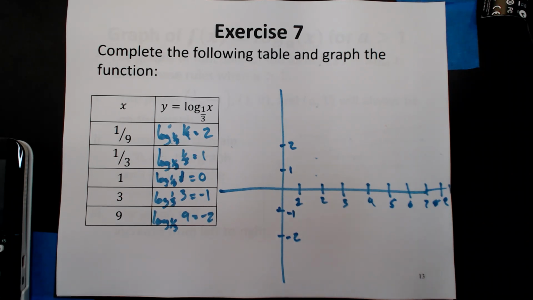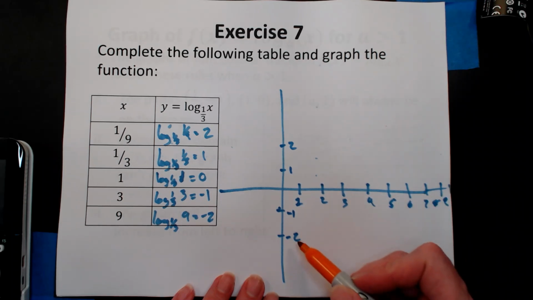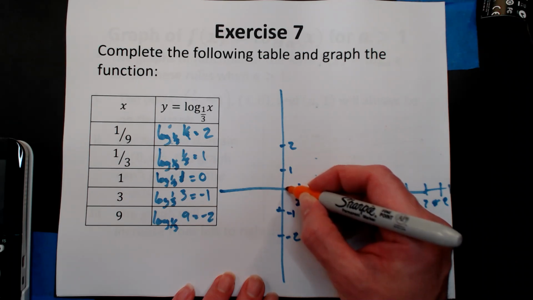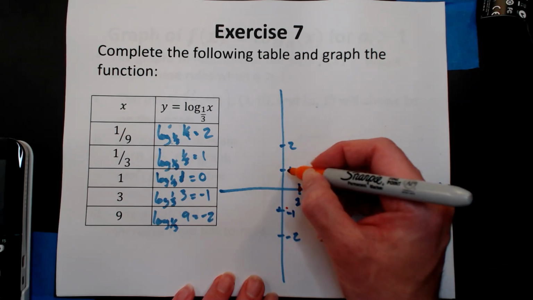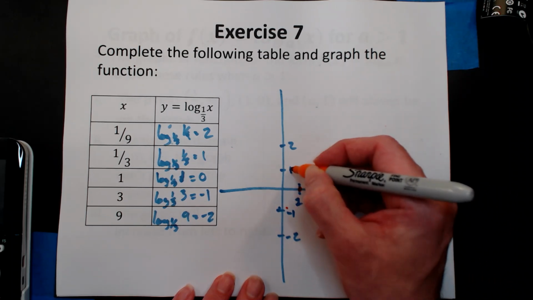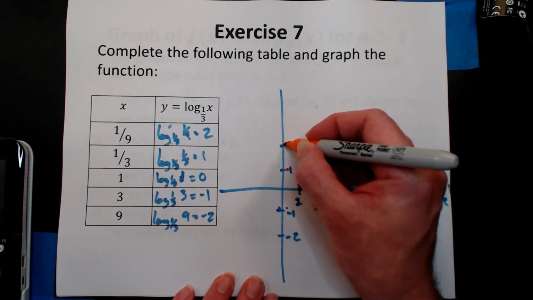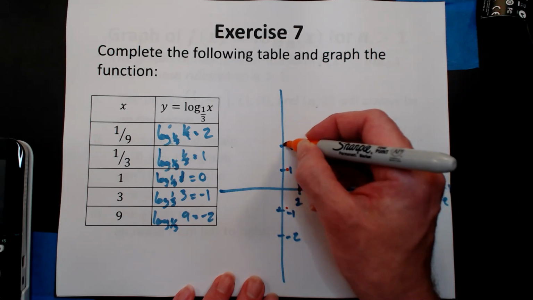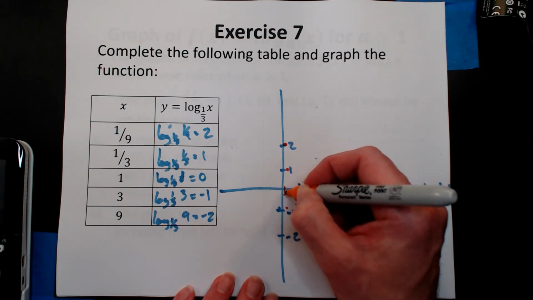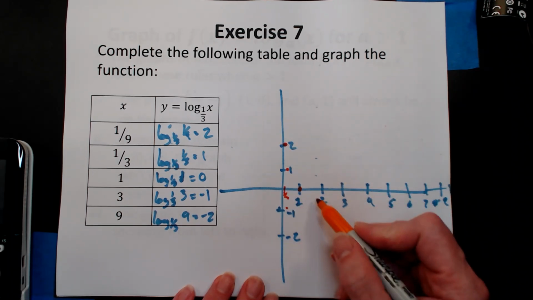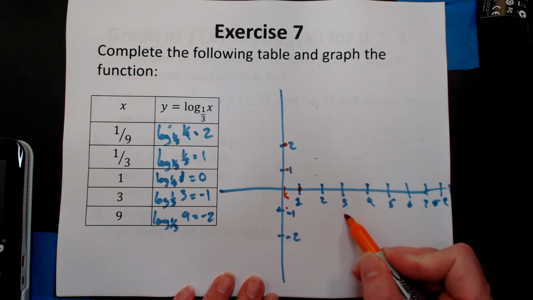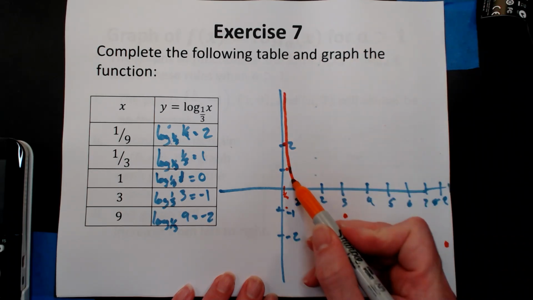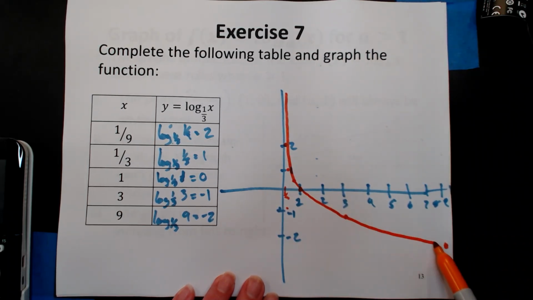And as we plug in numbers like 1, we get 0 back out. We plug in numbers like 1/3, which would be over here, at +1, excuse me. So plug in 1/3, we get +1. A 9th, which is right here, it'd be up here, and then we'd start curving down. So in other words, at 3, we'd get -1 back out, and at 9, we'd get -2. So it's basically the other graph reflected across the x-axis.